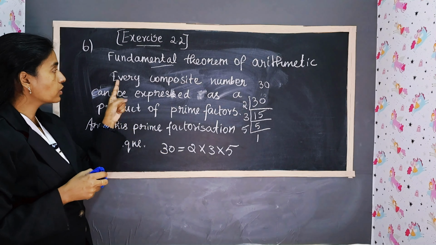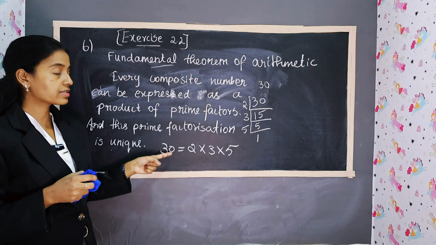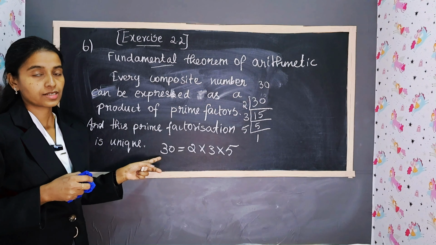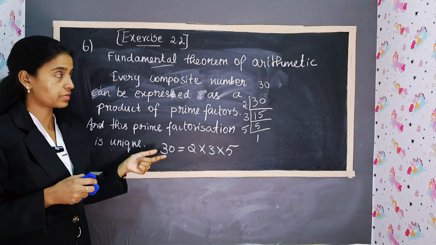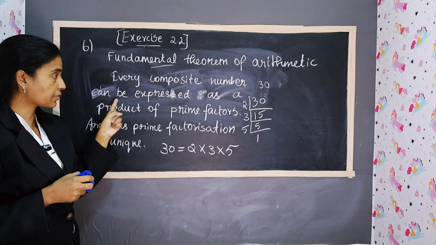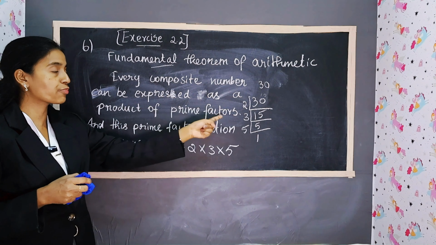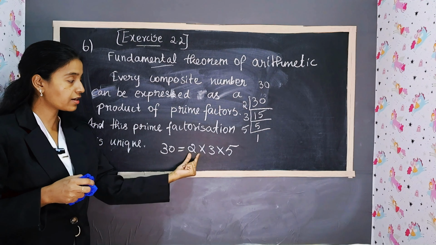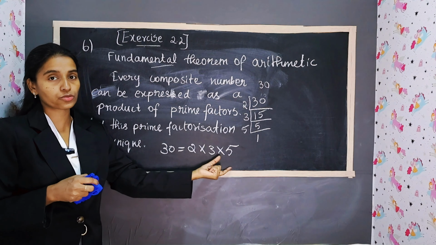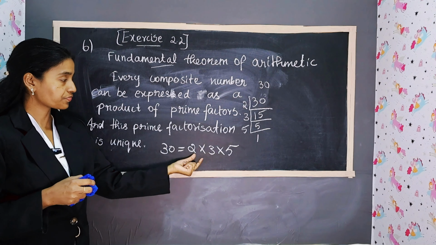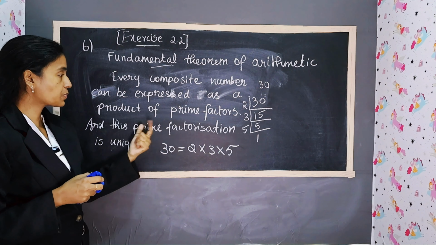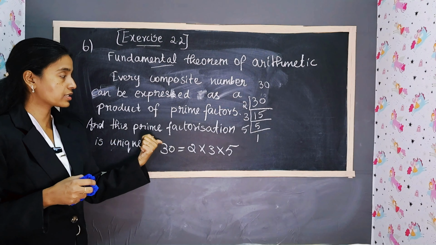So every composite number, here 30 is a composite number, right? It has more than two factors. That's why we call it a composite number. Every composite number can be expressed as a product of prime factors. Here we have prime factors 2 into 3 into 5. So it is a product of prime factors, and this prime factorization is unique.